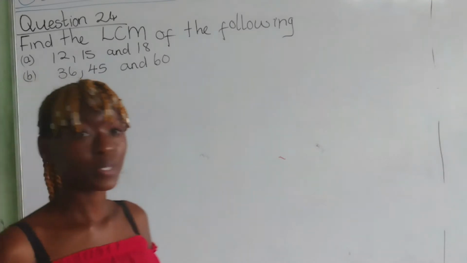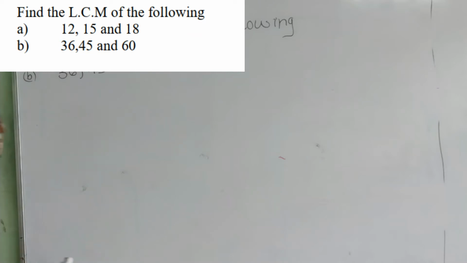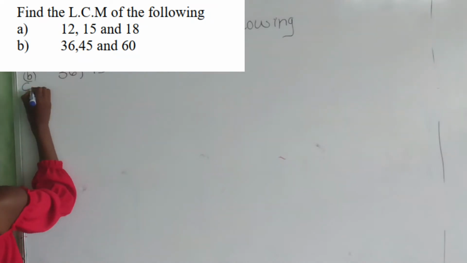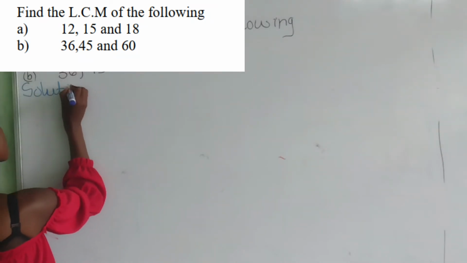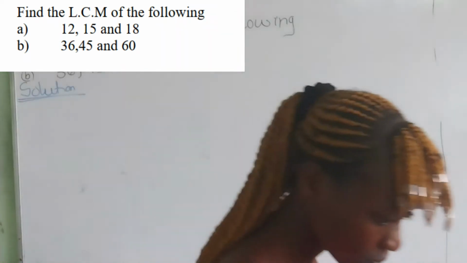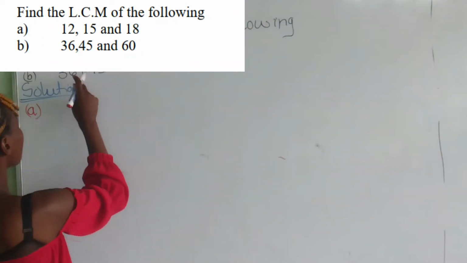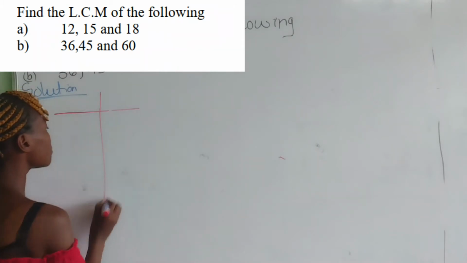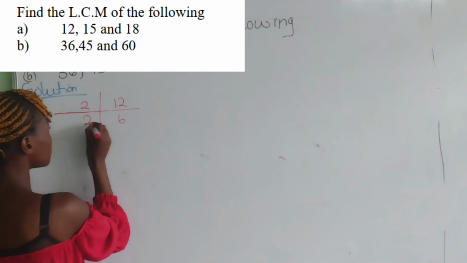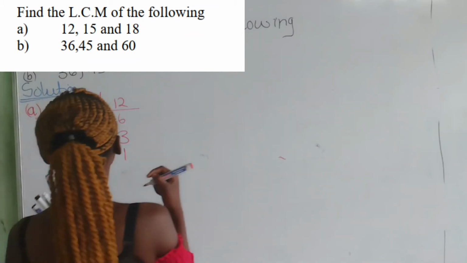Okay, question 24, please. Find the LCM of the following: 12, 15, 18. Okay, so we're going to tackle that. Solution. For A, we're going to take the table. We divide 2 into 12, 6. 2 into 6, 3. 3 into 3 is 1. We go for the next one.